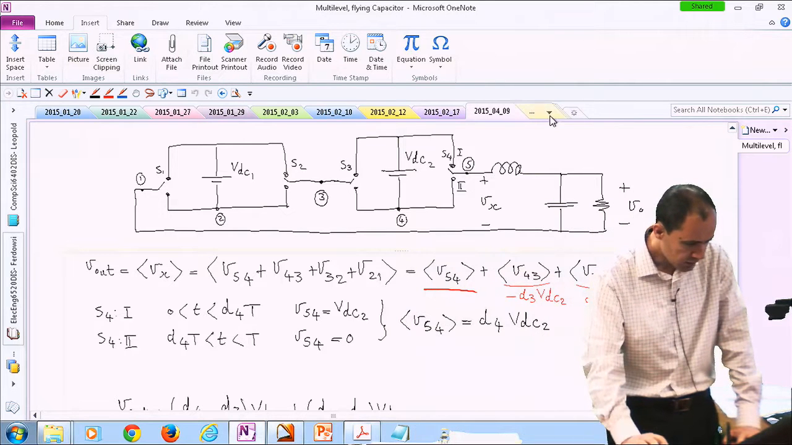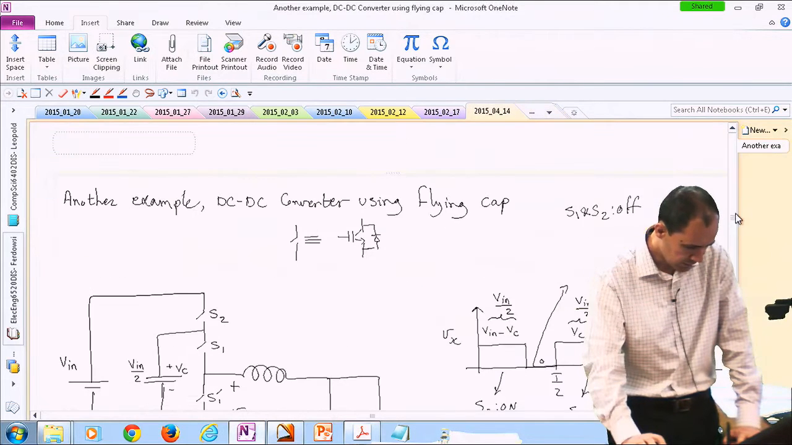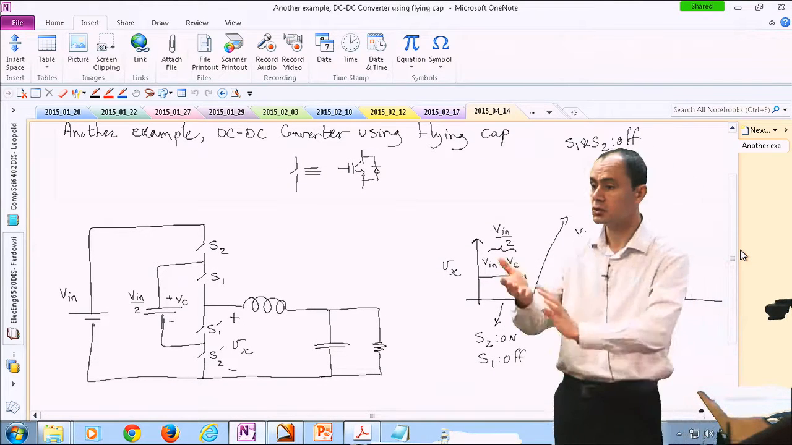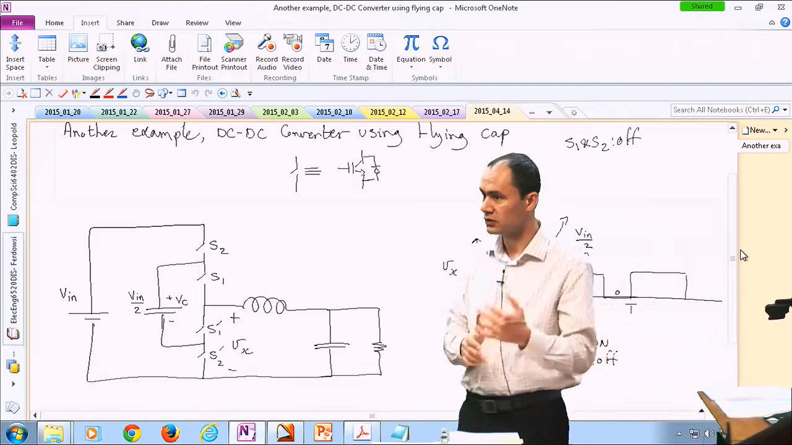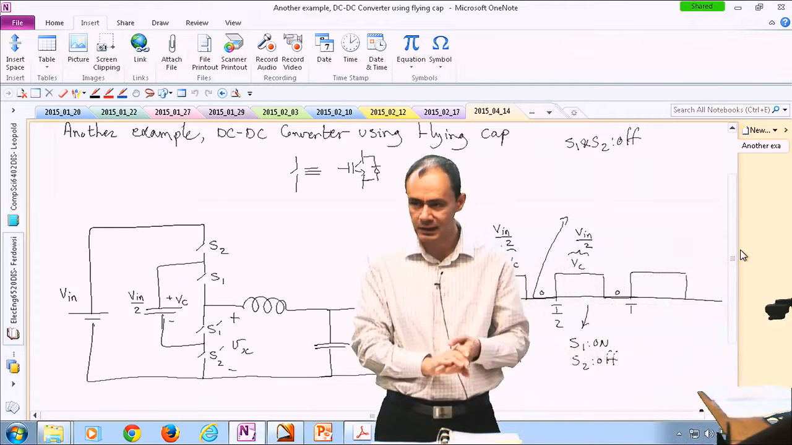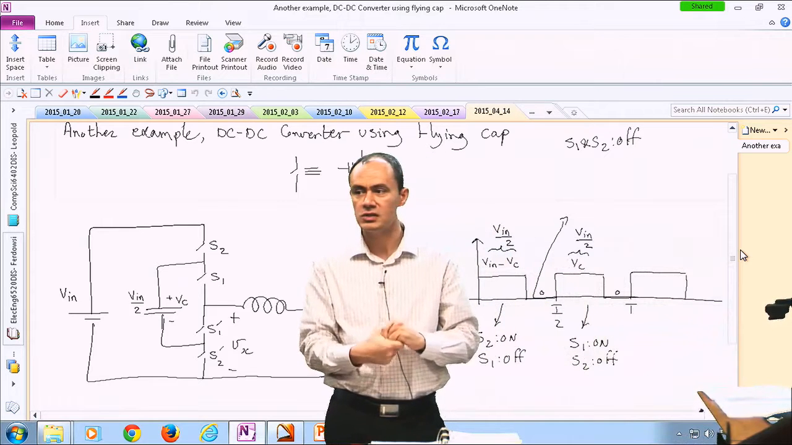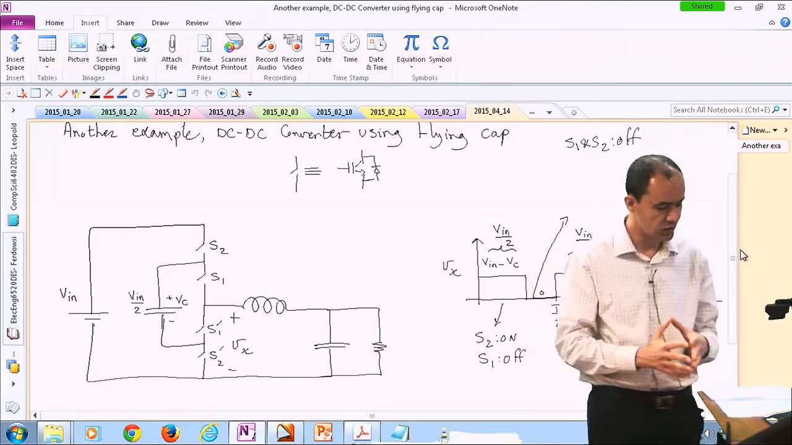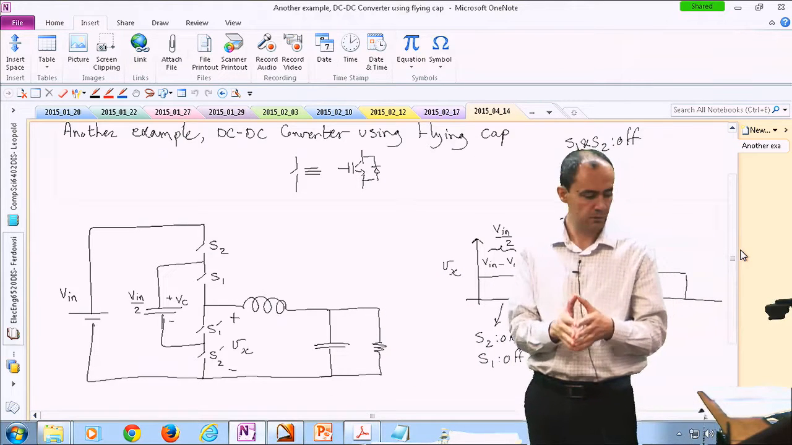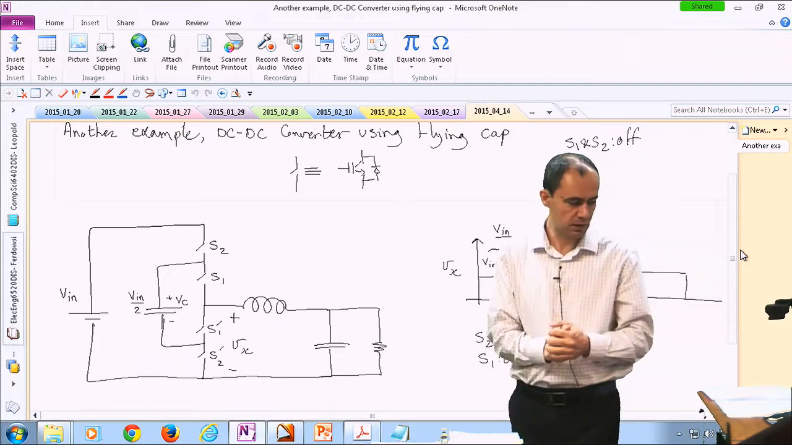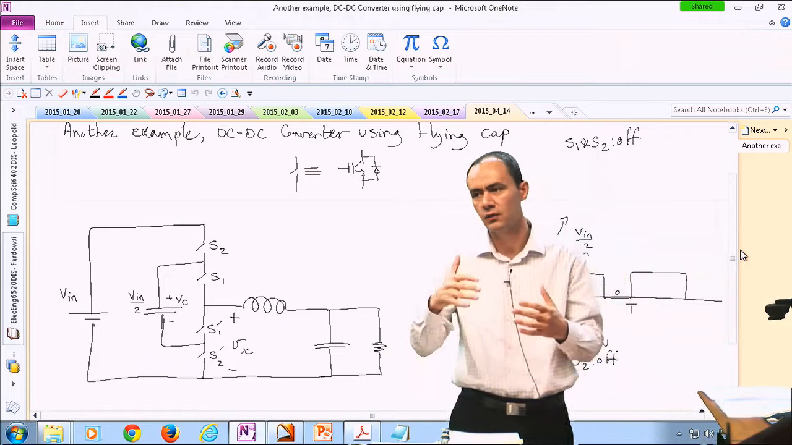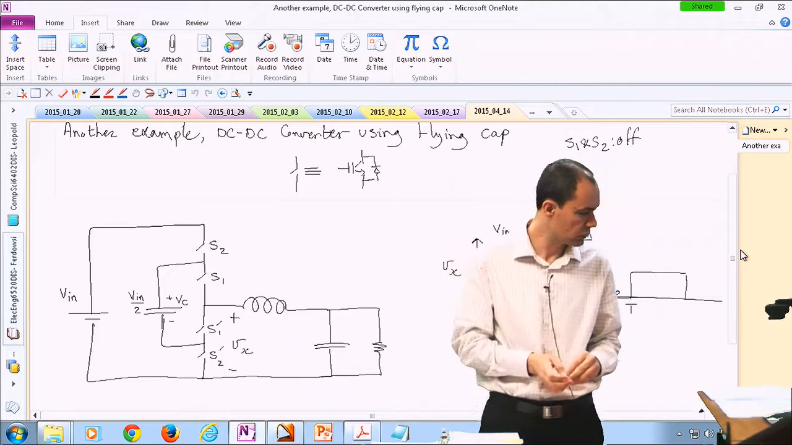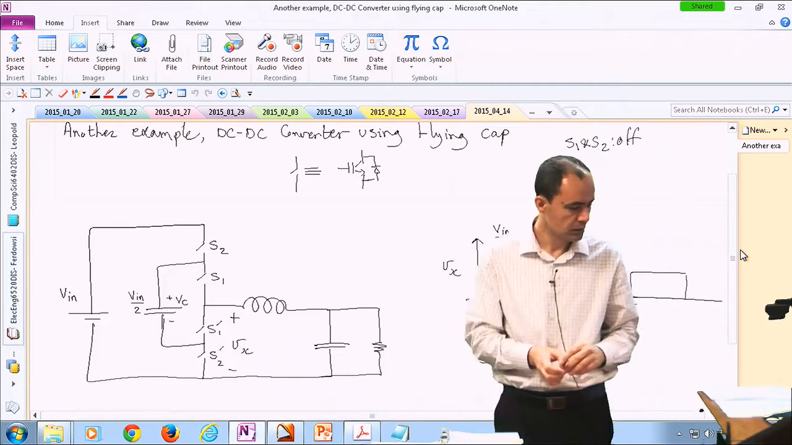The second topology that we left unfinished is another application of using a multi-level converter, in this case a flying capacitor converter for a DC to DC application. On the left-hand side of the topology, I have my main DC source. Then this is a flying capacitor topology. You can have one or multiple capacitors. In this case, the topology is simple, so you only have one capacitor.